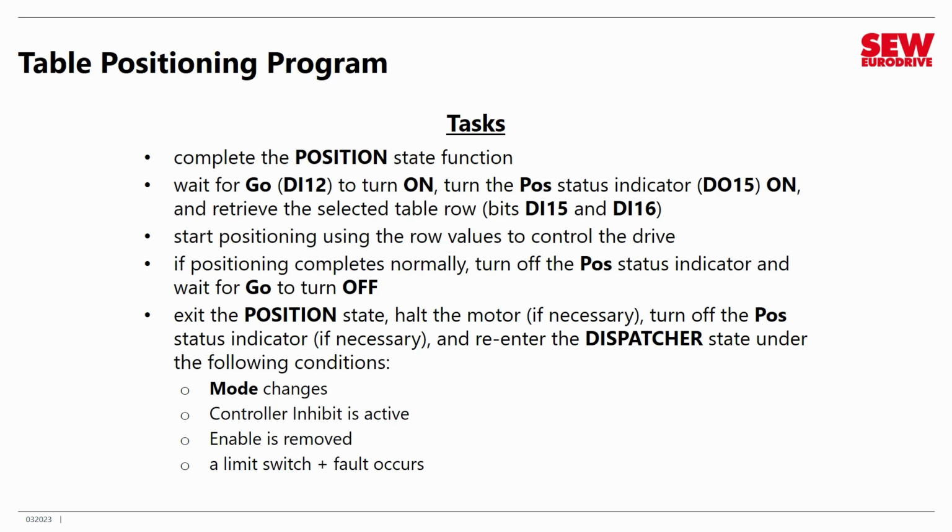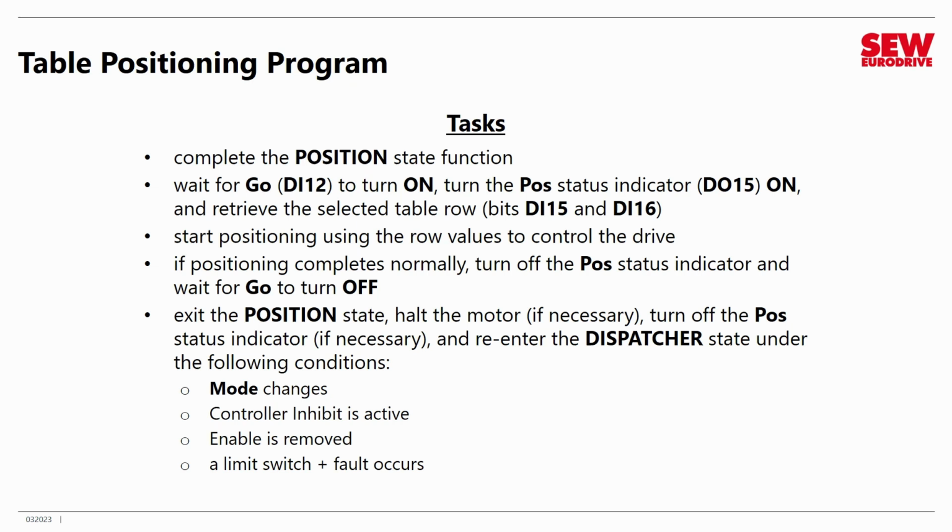First of all, you need to wait for the go bit, which is DI12, to turn on. That signals positioning should start. As soon as the go bit goes on, turn the POS status indicator, which is DO15, on. This signals the PLC that positioning is started. Then you need to look at bits DI15 and 16 because that indicates the table row, 0 through 3.